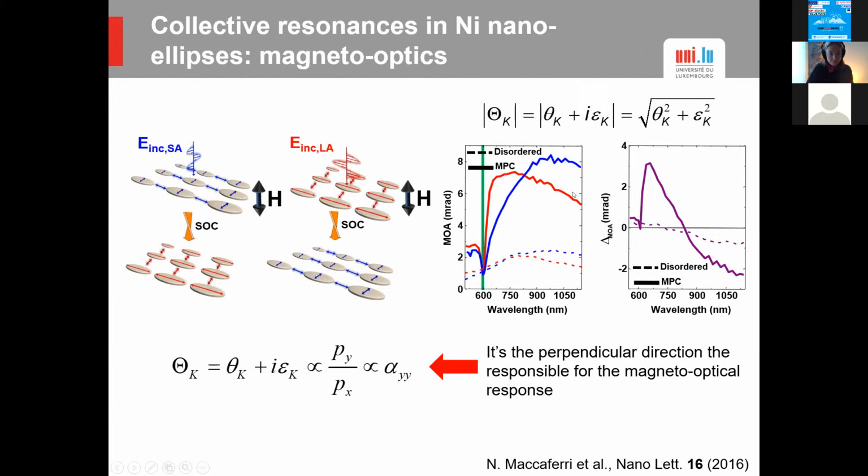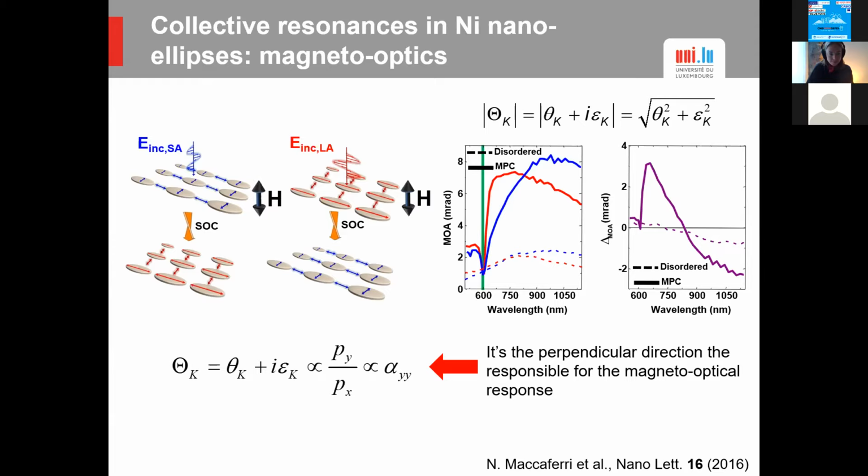But again, if you consider the anisotropy of the magneto-optical response, so the difference between the red and the blue curve, you see that for the ordered array, we achieve a huge and broadband control of the anisotropy compared to the random case. So the case that I call non-interacting antennas.